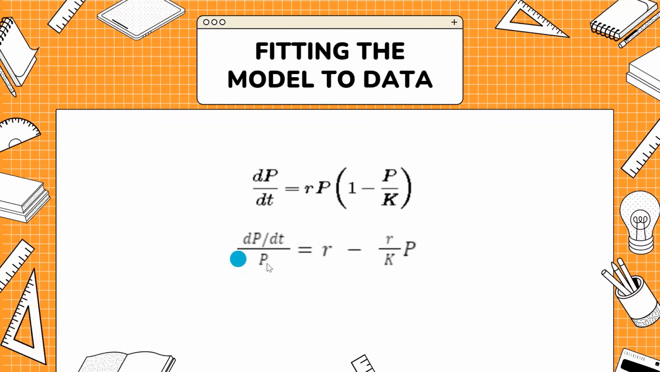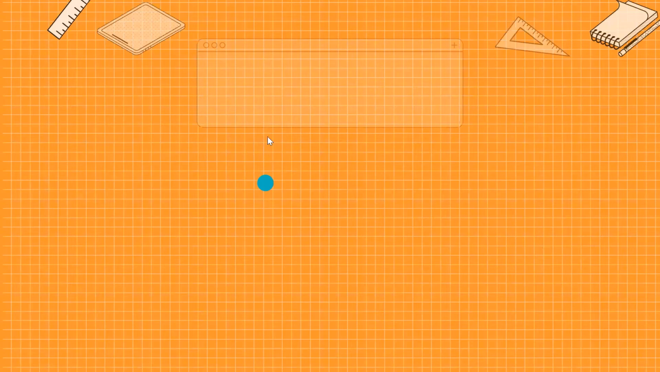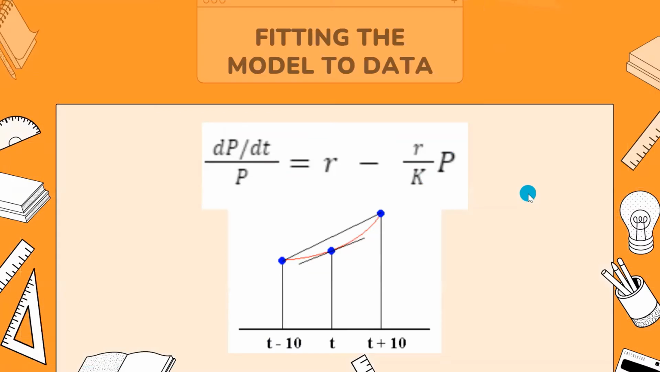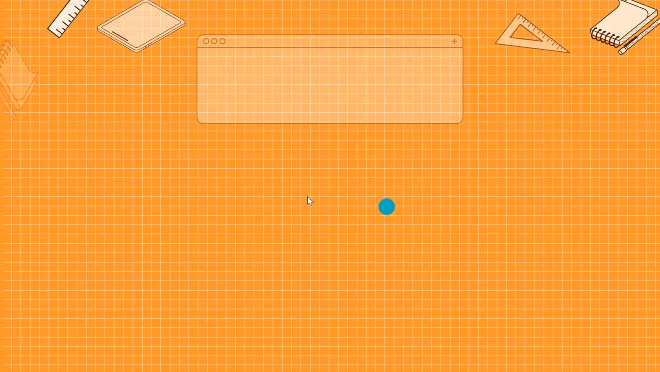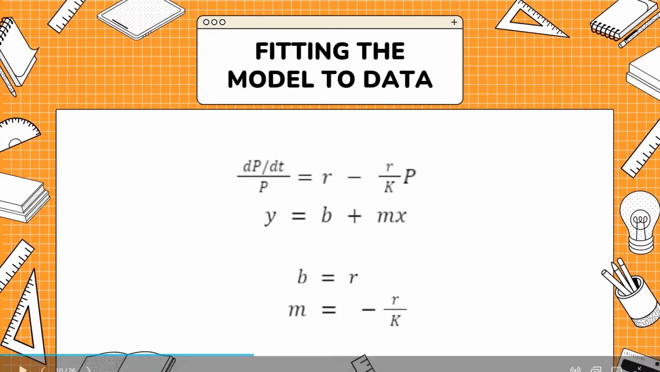We can rewrite this function so that it becomes the proportional growth rate, or the ratio of dP over dt to P, as a linear function of P. Therefore, to estimate r and K, we have to calculate the slope dP over dt at every given census year t, calculate the ratio of that slope to P itself, plot that ratio against P, and fit a line of the form y equals mx plus b to the plotted points. The slope m of the line must be minus r over K, and the vertical intercept, b, must be r.